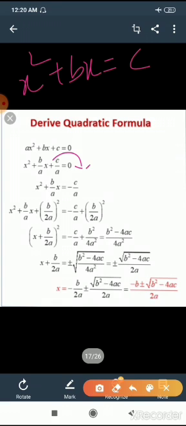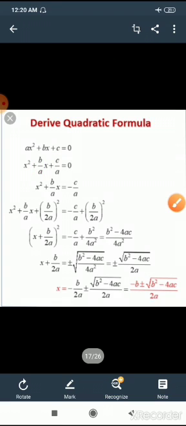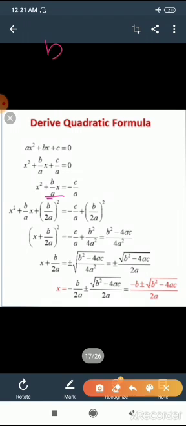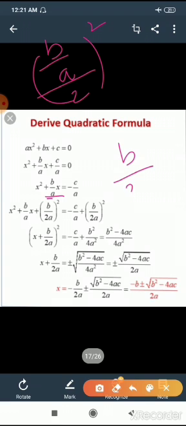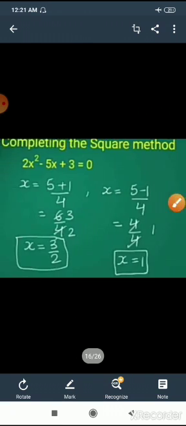Now what is b? b is the x coefficient. Here the x coefficient is b by a. Now we have to add and subtract b by 2a whole square, because the coefficient b by a, divided by 2 and then squared, becomes b by 2a whole square. So add and subtract b by 2a whole square.